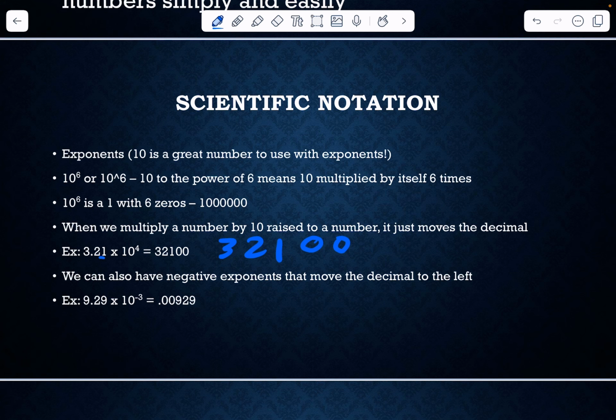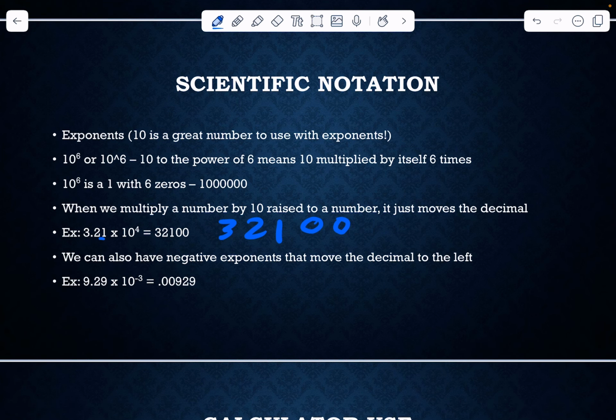Okay. When we have a negative exponent, like here, then we know that it is a small number, it is a decimal, and we have to make a tiny number. So if we have, like this example, 9.29 times 10 to the negative third, I'm going to move the decimal 3 spots to the left, and that would give us this tiny number right there.